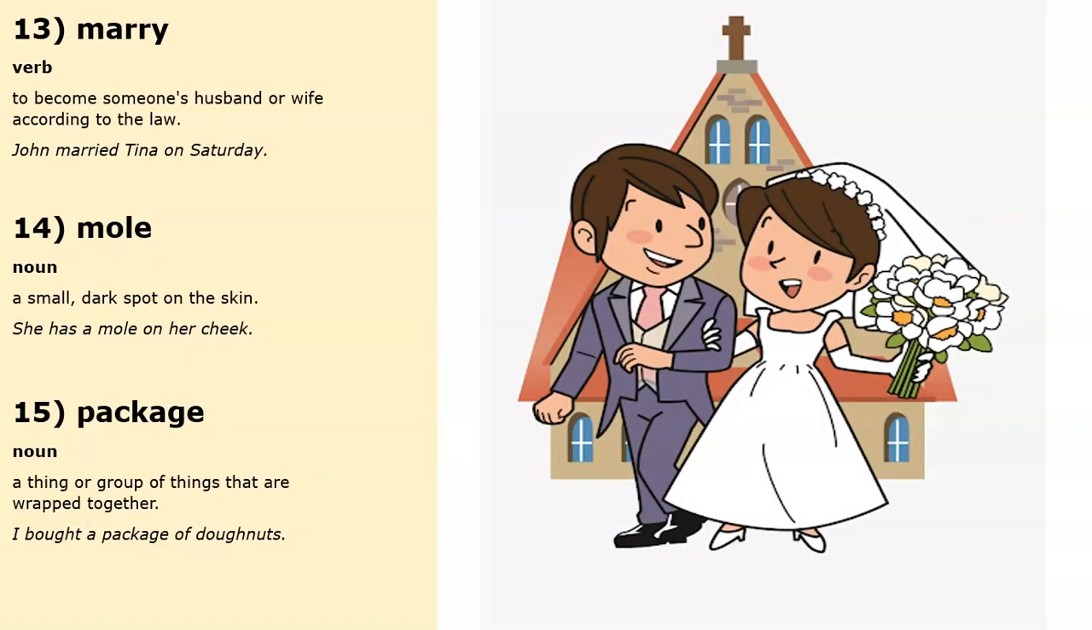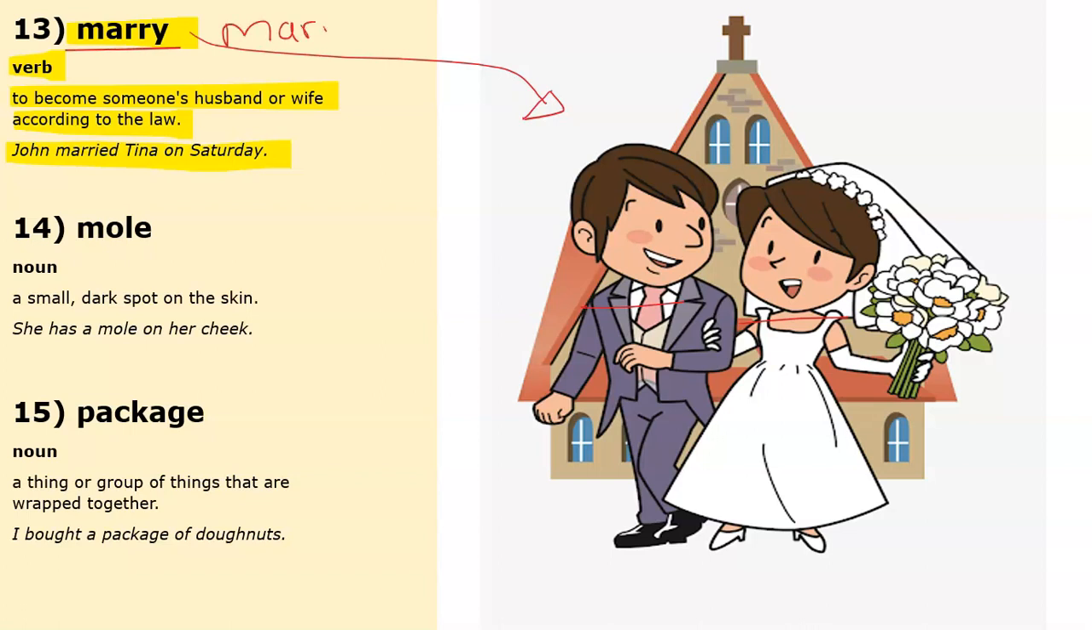Our next word is marry. It's a verb, so it's an action word, and marry means to become someone's husband or wife according to the law. For example, John married Tina on Saturday. So when you marry someone, that is the action of becoming their husband or wife. That is marry. So you can say that your mom and dad are married.